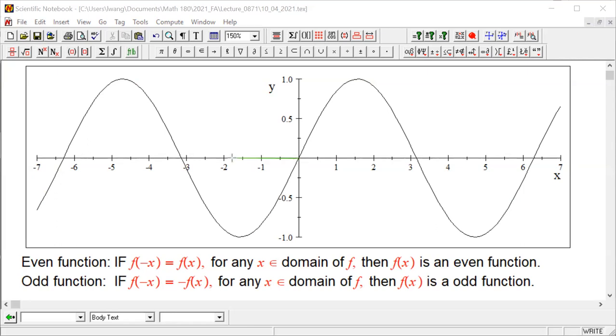Input. That input is not visible enough, so I'm going to make it thicker. So suppose I have an input, and that input is -2. And what's the opposite of -2? +2. And what's their output? The output for -2 is right here, and the output for +2 is over there.